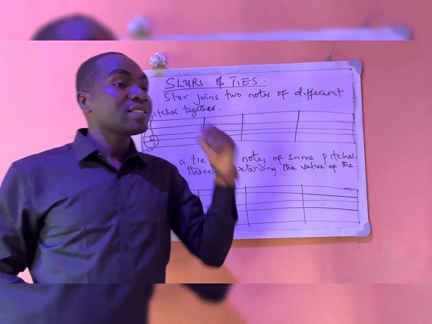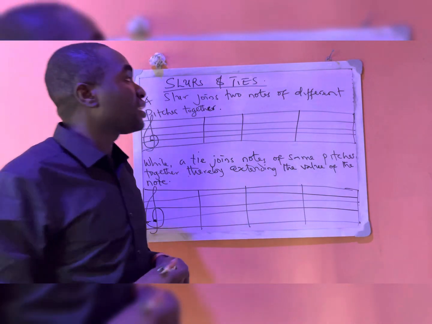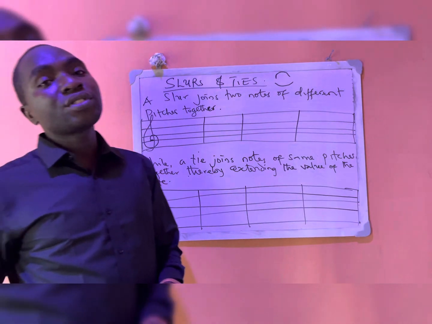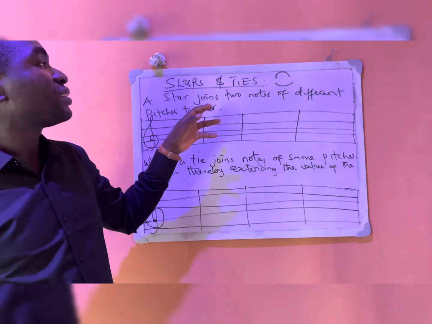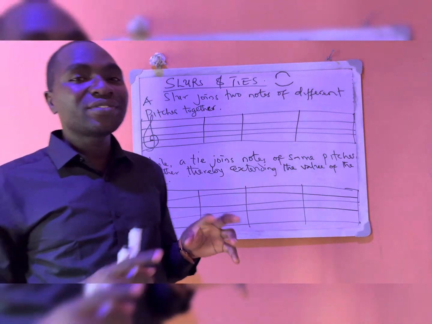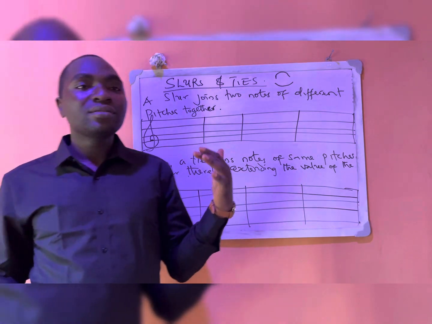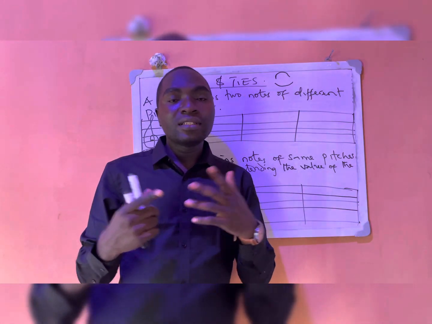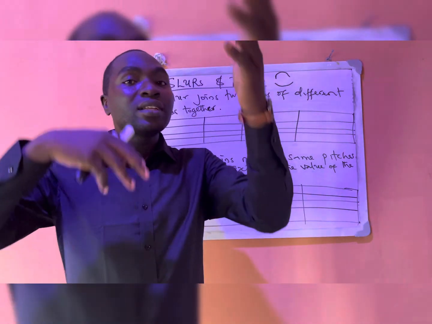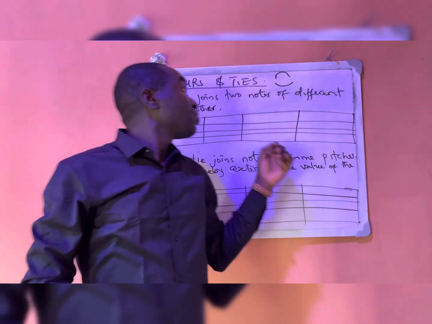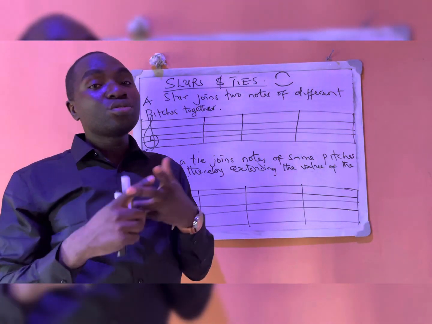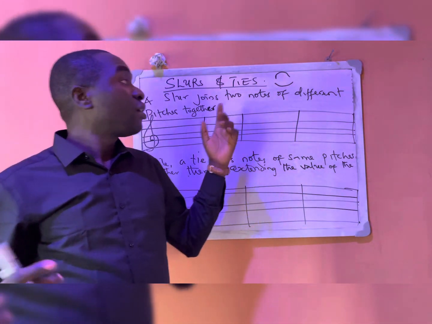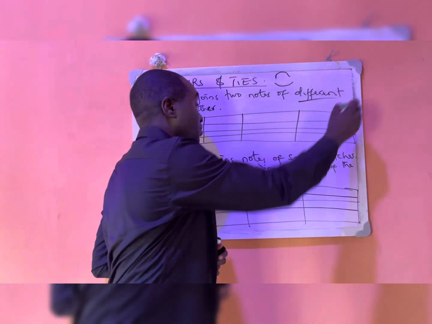Slurs and ties. Whether it's a slur or a tie, they are curves. Both are curves used to join notes together. The only difference is that slurs are used to join notes of different pitches together. When I mean pitch, I mean the highness or lowness of each of the notes. For example, do, re, they are not the same. Re is higher than do, and just like that, mi, fa, sol, la, si, do. So a slur joins notes, whether it is two, or three or four, as the case may be, of different pitches together.